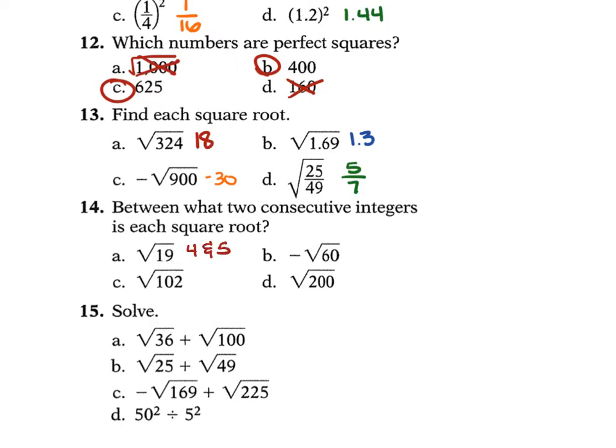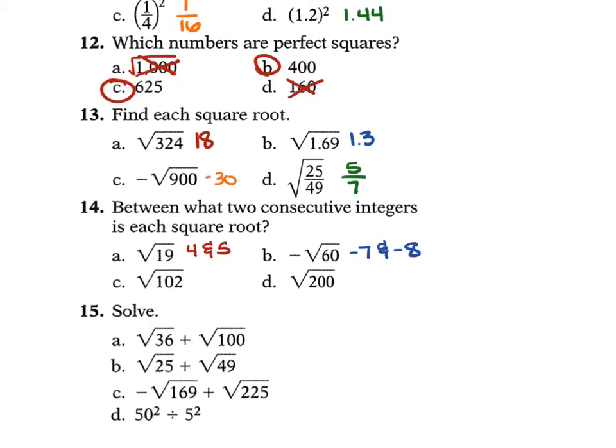For B, we have a negative square root of 60. 60 falls between what two perfect squares? 49 and 64. So that would be 7 and 8, but there's a negative in front of here. So this is negative 7 and negative 8.